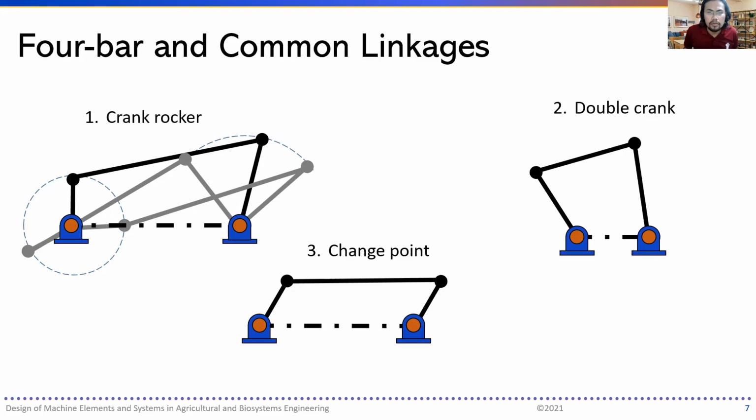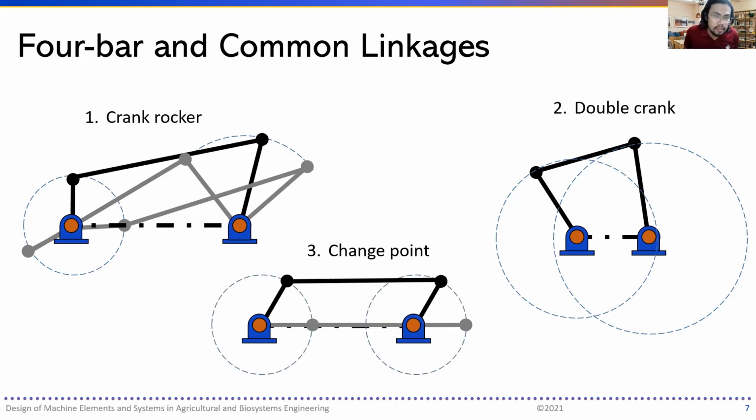For the double crank, both are cranks instead of one rocker. So the two links rotate in 360 degrees. There's also another one. This is change point, and it rotates both. But take note that the two linkages are of the same length.